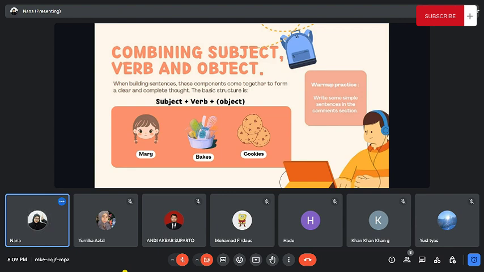Right, thank you. And let's move on to Firdaus. Firdaus, can you give one simple sentence combining subject, verb, and object?